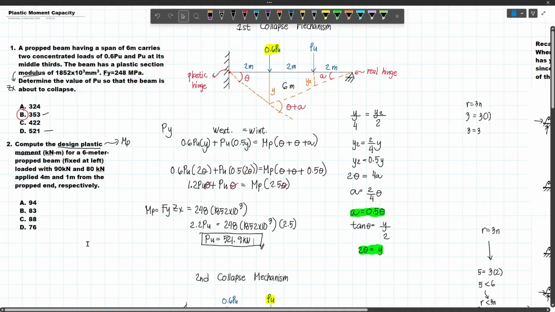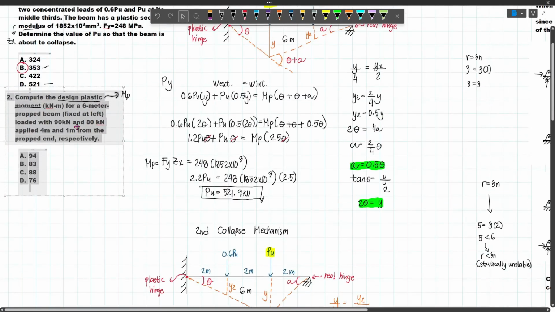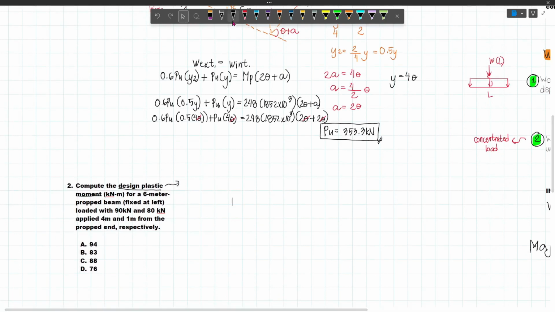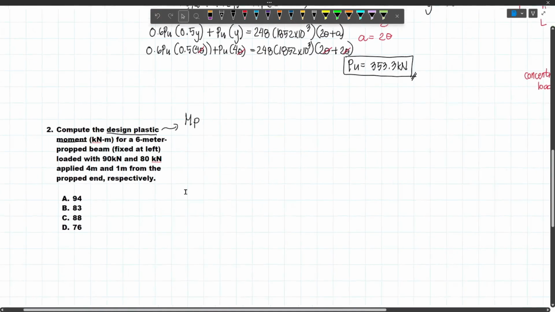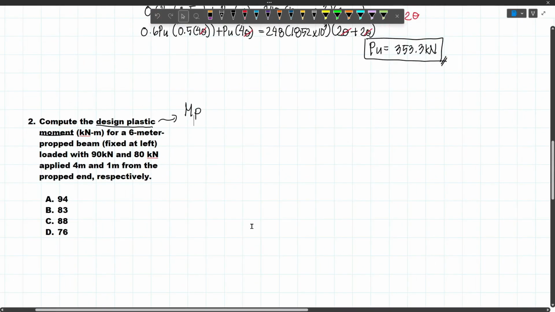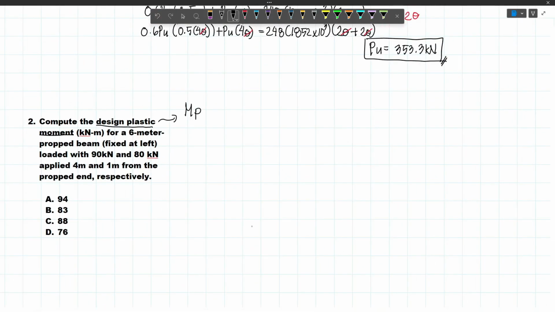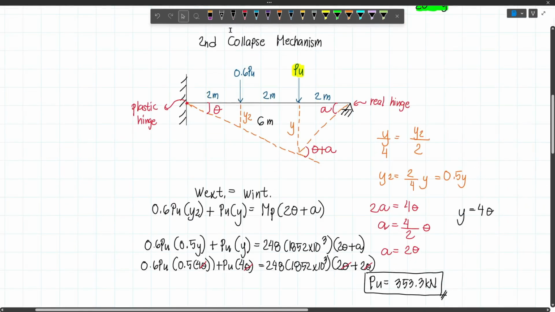Now, diri na punta sa atong second nga problem. Now, kani siya ato lang siyang i-move sa ubos. Again, in this problem, we are trying to compute for MP. Now, we have to compute kuno the design plastic moment for a 6 meter prop beam. The same ra gyapon ganina. Pwede ra ni nato i-copy.